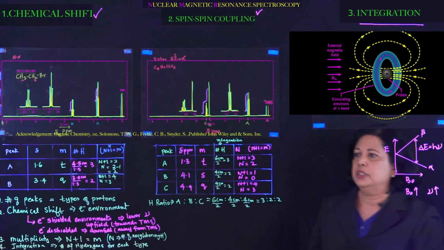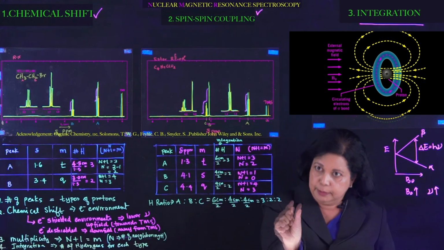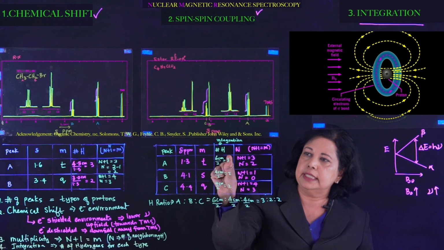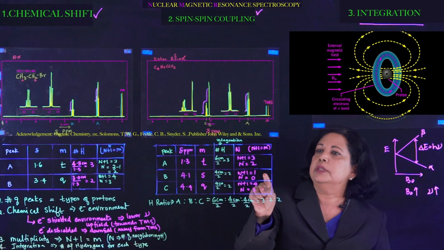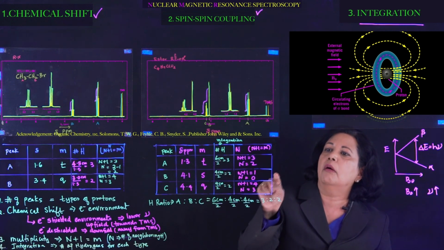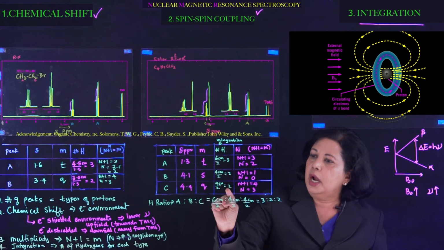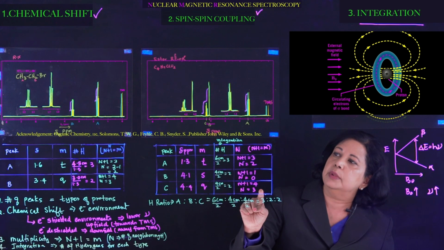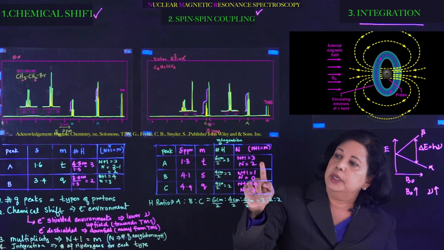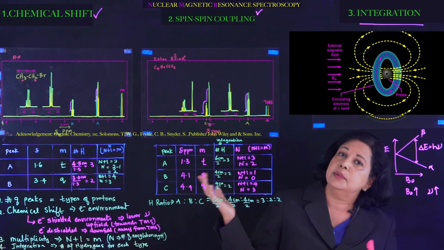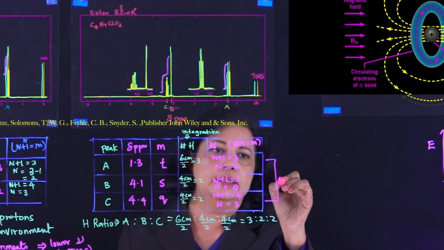Let's try to make some connections here. So A has 3 hydrogens of the same type. Maybe they're all on the same carbon, like a CH3, and that has 2 neighbors. B has no neighbors, so therefore this cannot be next to this or next to this. Let's look at C. This has got 2 hydrogens and has 3 neighbors. So does that ring a bell here? 3 hydrogens, 2 neighbors. 2 hydrogens, 3 neighbors. Who do you think they're next to? That's right, they're next to each other. They're neighbors.